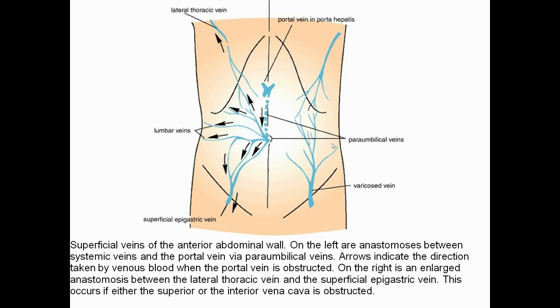Now you can see superficial veins of the anterior abdominal wall. On the left are anastomoses between the systemic vein and the portal vein via paraumbilical veins. Arrows indicate the direction taken by the venous blood when the portal vein is obstructed. On the right is an enlarged anastomosis between the lateral thoracic vein and the superficial epigastric vein. This occurs if either the superior or inferior vena cava is obstructed.